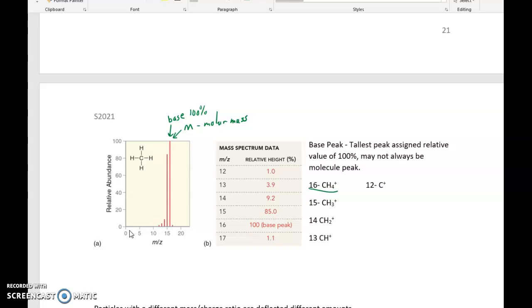The peak next to it, the peak here at 15, is a methane that's had a hydrogen knocked off of it. The peak at 14 has lost 2 hydrogens, the peak at 13 has lost 3 hydrogens, and the peak at 12 has lost all 4 hydrogens and is just a carbon. And you can see those here, here, and here.